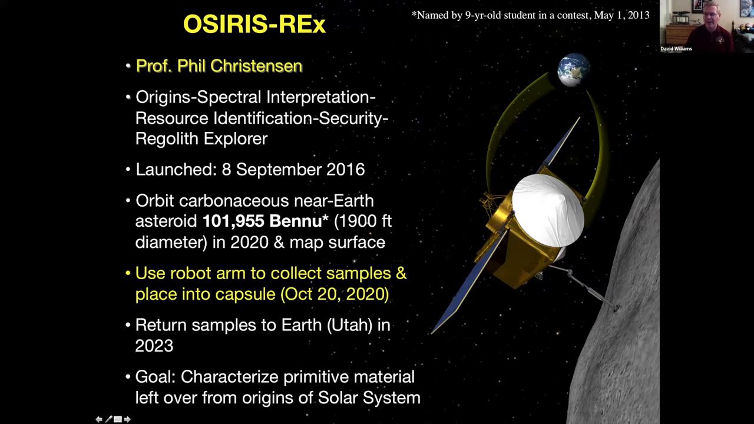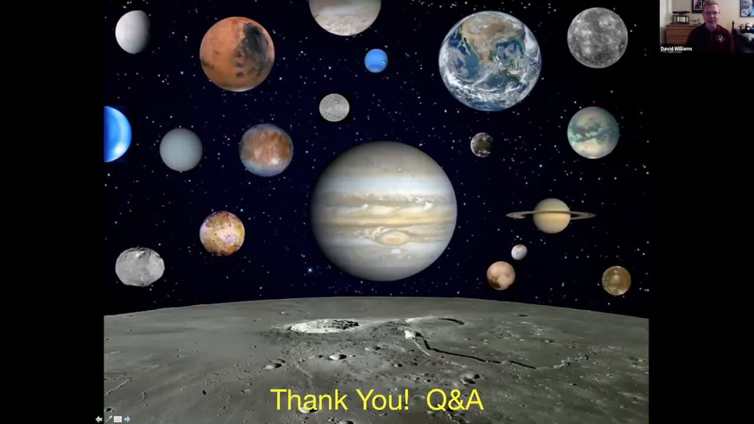After orbital mapping, they've actually docked with the asteroid, and they used their sample return device to suck up a bunch of small fragments of the asteroid. They're going to put it into a sample return container that's going to be returned to Earth in 2023. So very exciting, seeing that that has actually been successfully accomplished just this past week. So that's a quick overview of our involvement here in CC and ASU in NASA planetary missions.